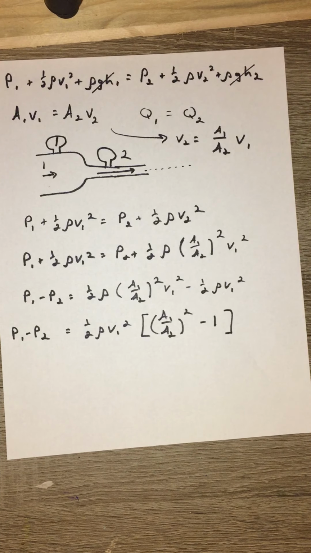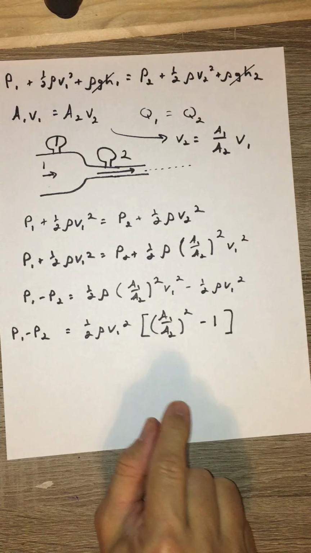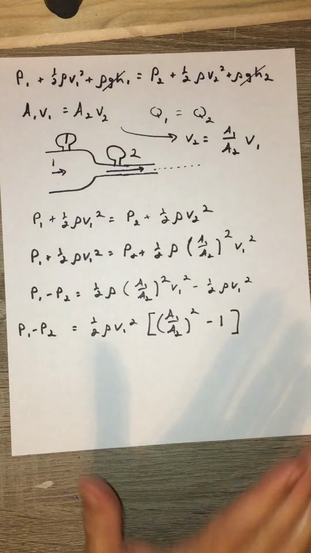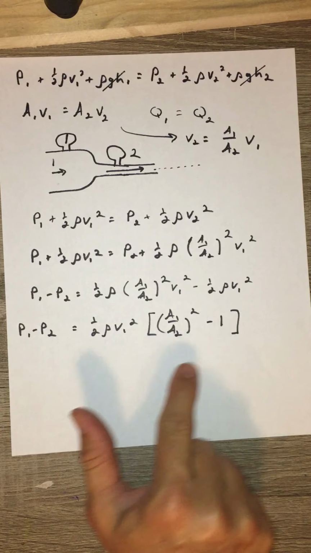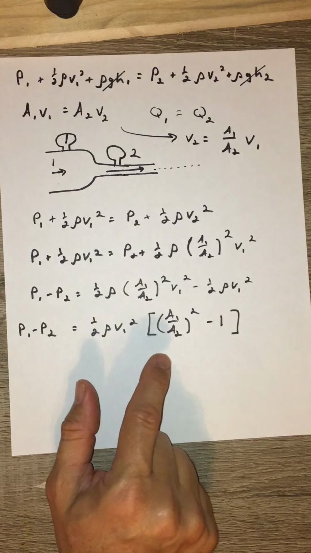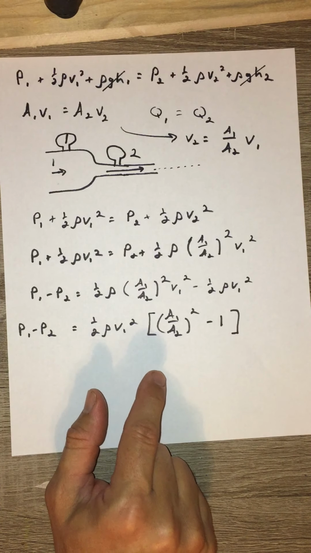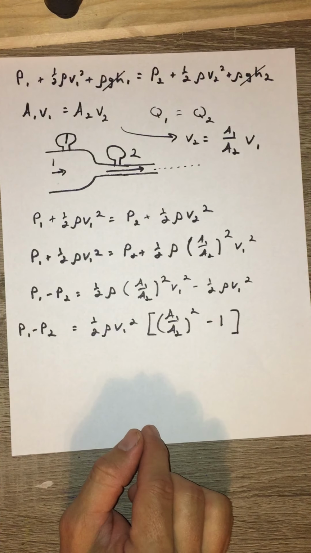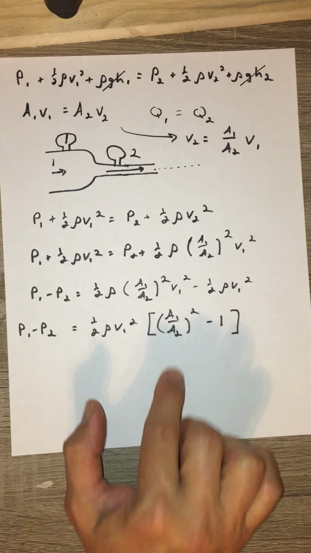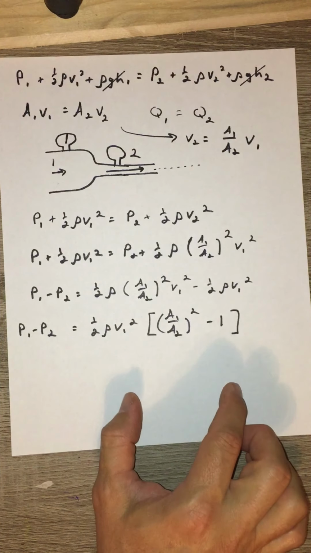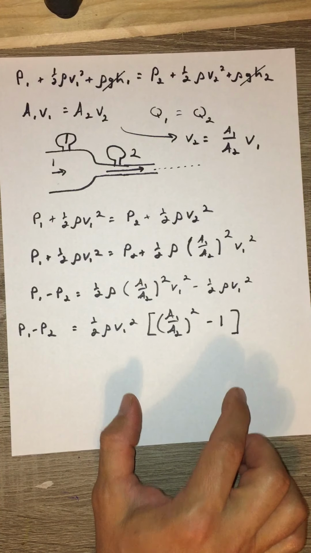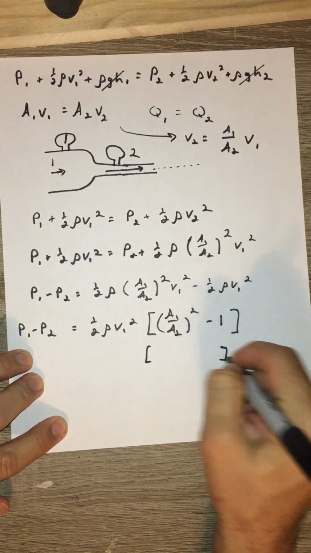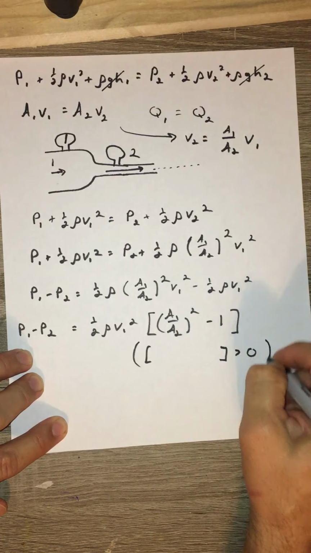So we're going to have to do some thinking through this. Again, we don't have values for these, but that's okay. You can see the physics much better without the numbers. So let's examine the brackets here. We've said that A1 over A2 is bigger than 1. If that's the case, A1 over A2 quantity squared is bigger than 1. Therefore, A1 over A2 quantity squared minus 1 is greater than 0, right? That means what's in the brackets is greater than zero. Just as a reminder.